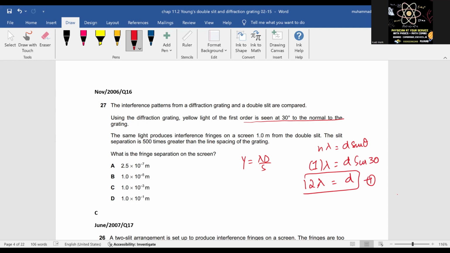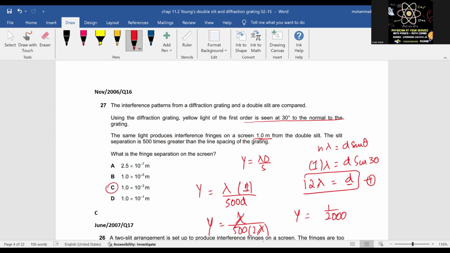Right now, for the second equation, we have y, which is what we want. Lambda is still unknown. D is given: the same light produces the interference pattern on the screen 1 meter from the double slit. So the distance between the double slit and the screen is 1 meter, and S is going to be the slit separation. They're saying the slit separation is 500 times greater than the line spacing. So if we consider the line spacing is D, we can say 500 of D, and you can now replace D with its value. Y is equal to lambda over 500 times 2 lambda, lambda and lambda go off, and 1 over 1000, so 1 exponent negative 3.